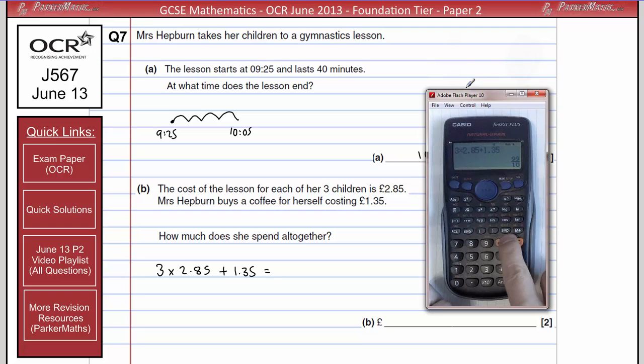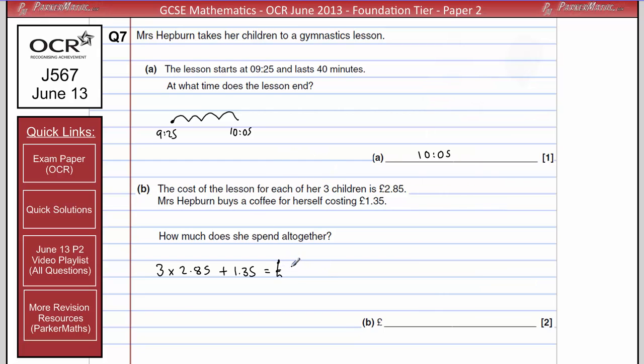And if we press the SD button, it might be labelled as change on your calculator. It says 9.9. However, this is money, so you need to make sure that you've got 2 decimal places. So I'm also going to put 0 on the end to make it £9.90. So that's our final answer.